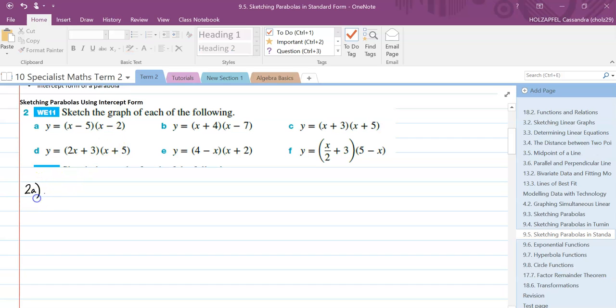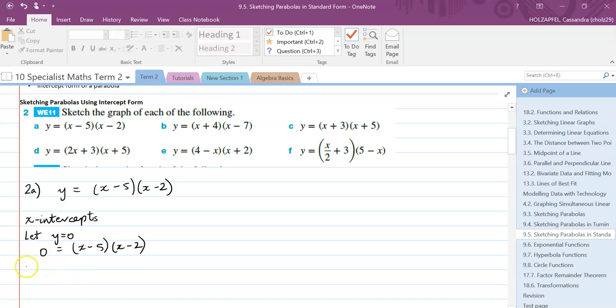So for our first question, this is question 2a, we're going to have to sketch y equals (x - 5) multiplied by (x - 2). To find the x-intercepts, this is the point where the function will cross the x-axis, or the horizontal axis. We're going to let y equal 0. Similarly, when we find the y-intercept, we will let x equal 0. So 0 is equal to (x - 5) multiplied by (x - 2). Using our null factor law, we know that x will be equal to 5 or x will be equal to 2. So we've got a couple of points here: the point (5, 0) and the point (2, 0).